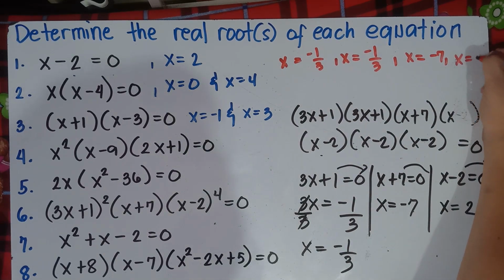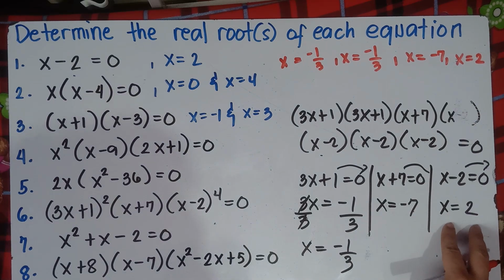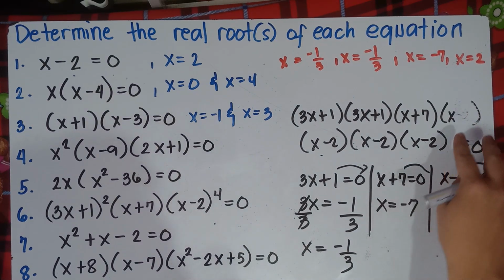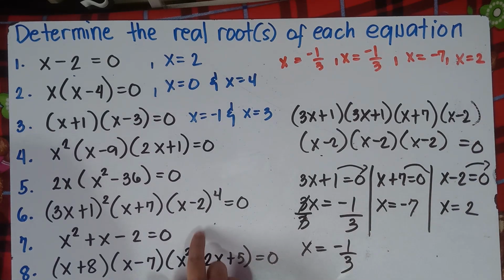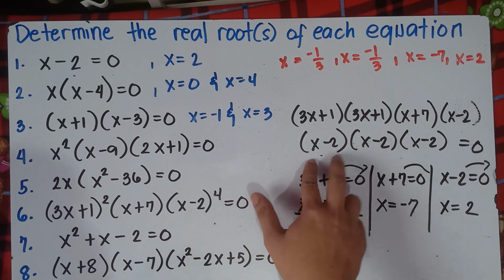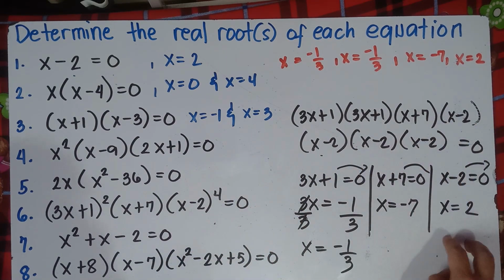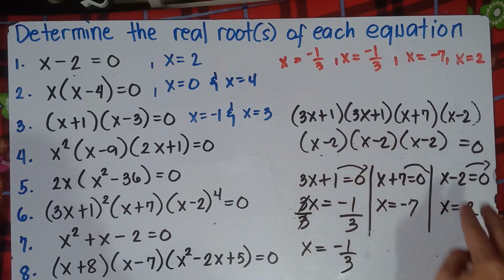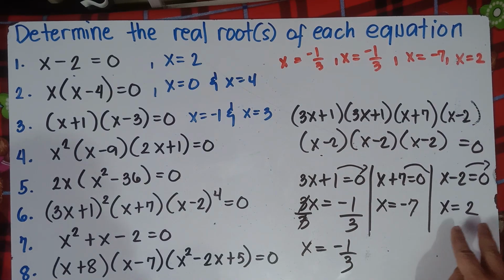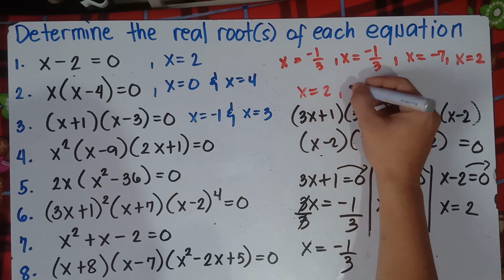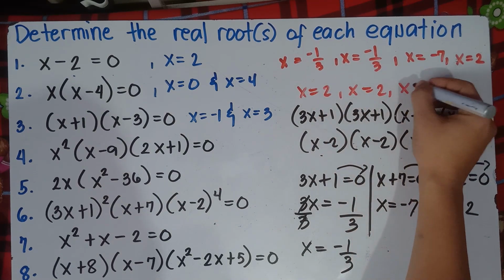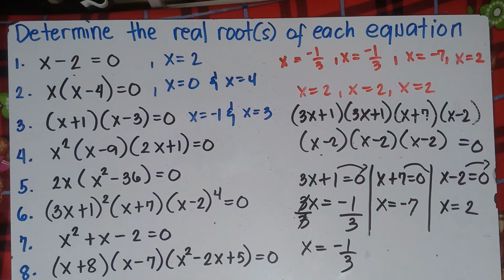X equals 2. Then we have 4x equals 2, because it says x minus 2 raised to the power of 4. So even if we simplify this, x minus 2 equals 0, x minus 2 equals 0, you will get the same answer, class. X equals positive 2. So we have four answers for x equals 2. So that's your answer, class, for number 6.